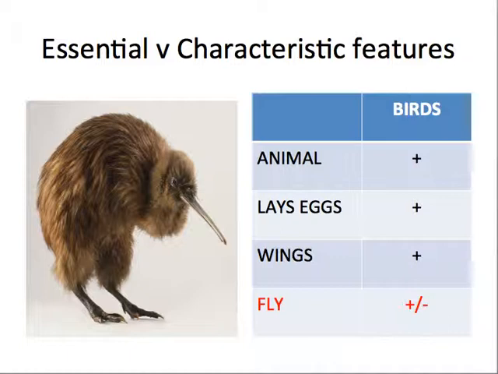You may have come up with something like this, and maybe you can argue that there are other features that can be added. We know it's plus animal, and an essential feature of birds is they lay eggs, and an essential feature is they have wings. But of course, they may not fly. Ostriches and emus are not flying birds. Penguins don't fly. So we have a plus or minus there. You may have got some other characteristics too.